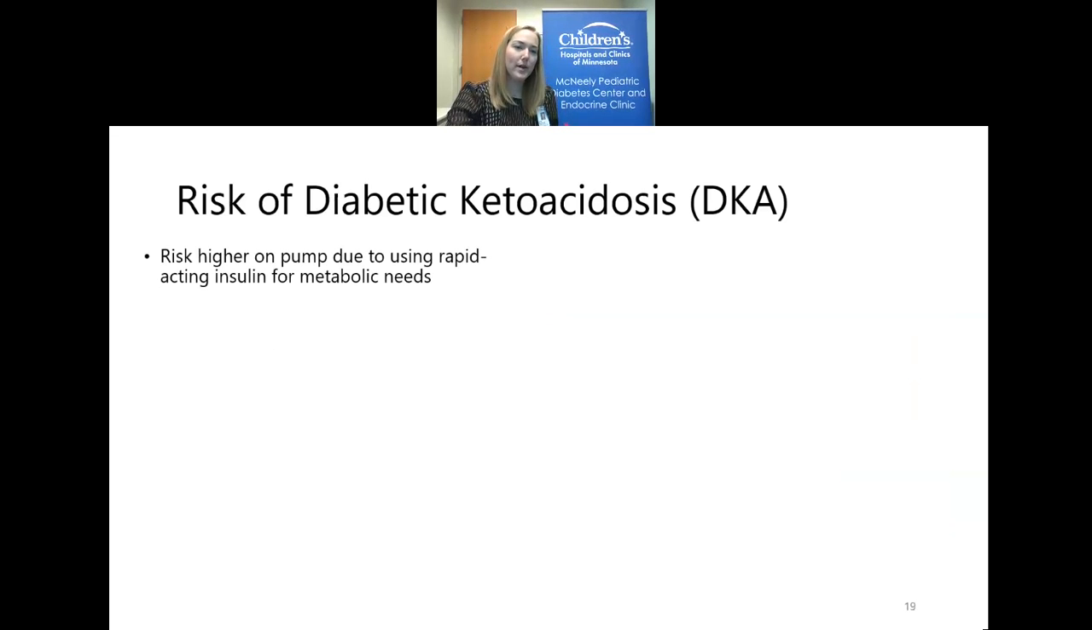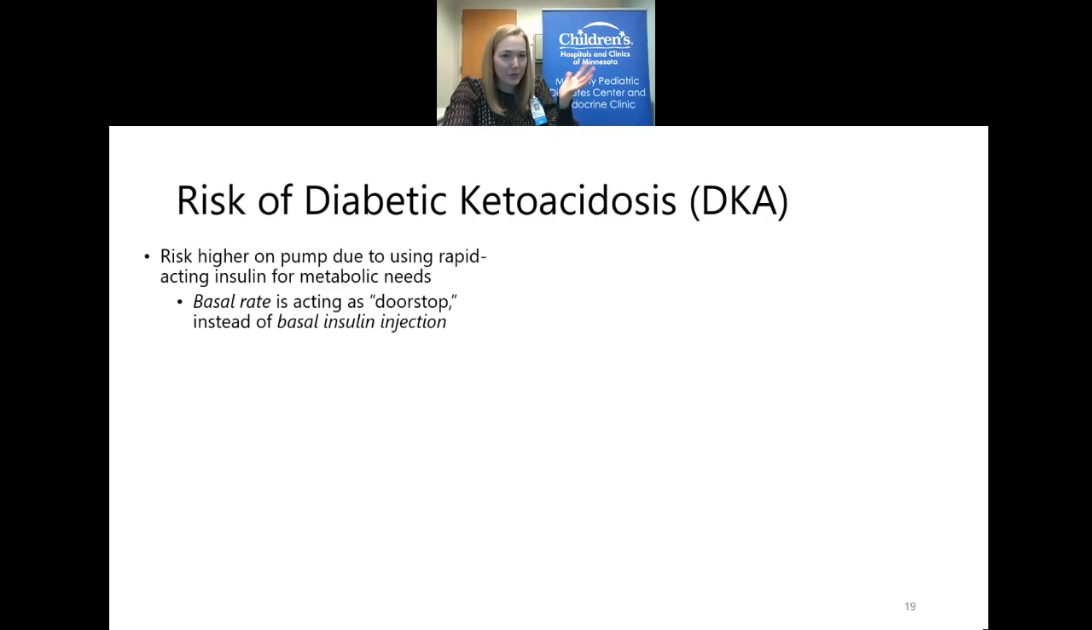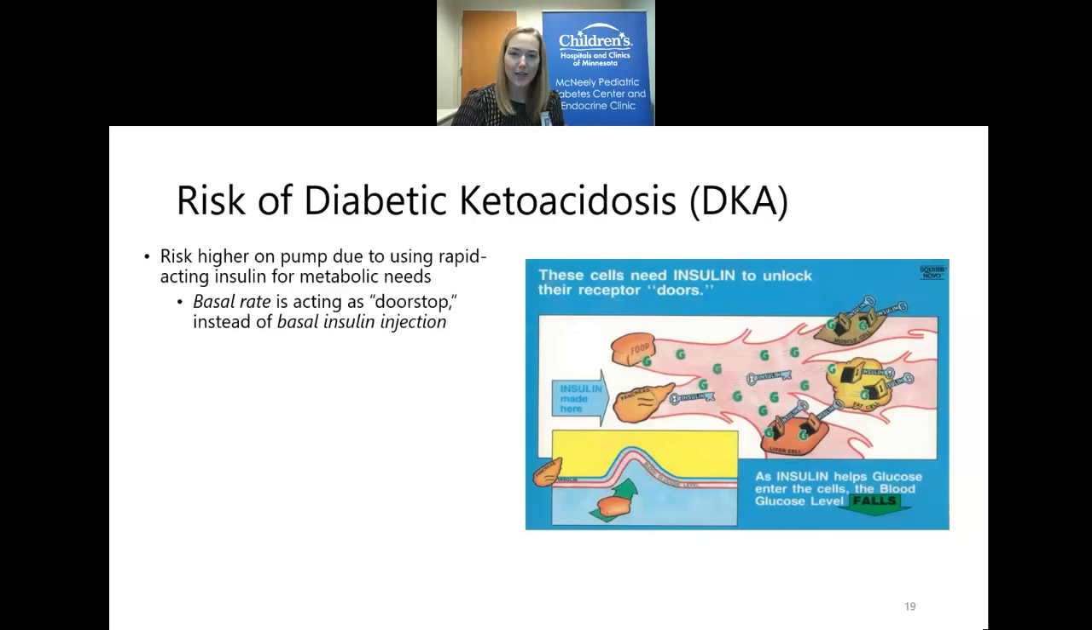Okay. So why are we at higher risk? Remember, in our pump, we are using our rapid-acting insulin to meet our metabolic need. That pump is giving us that tiny little dose every 3 to 5 minutes, continuously in the background. That basal rate, every 3 to 5 minutes, as we're getting little spurts of insulin, that's acting as our doorstop, keeping that cellular door open to let the sugar in. And again, our basal rate on our pump is replacing our basal insulin injection. So here's that lovely photo. We went over it before, how insulin is used to open those cell doors and let glucose in for energy.